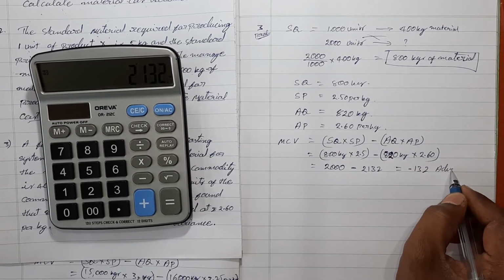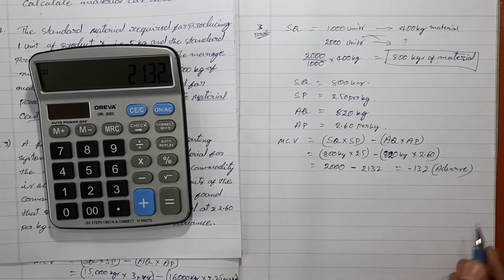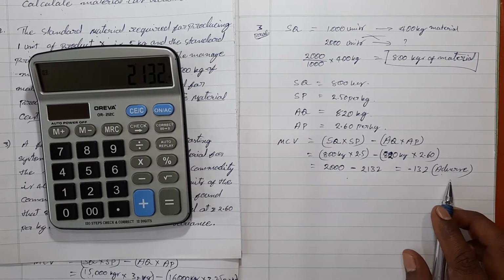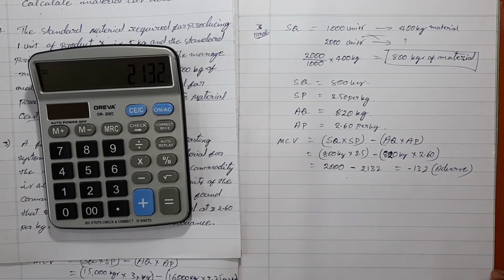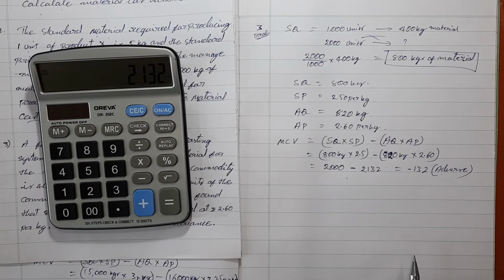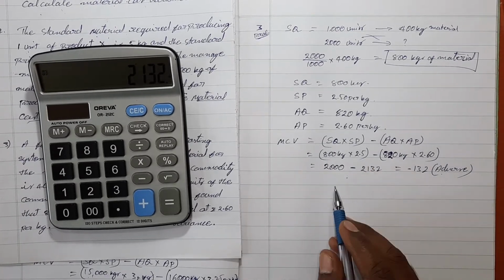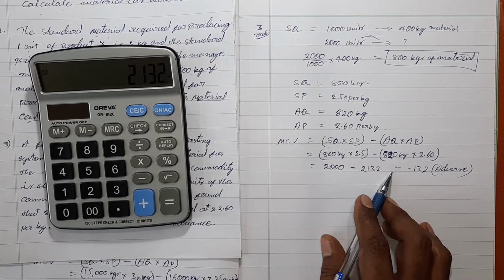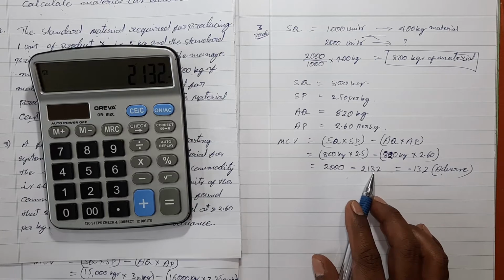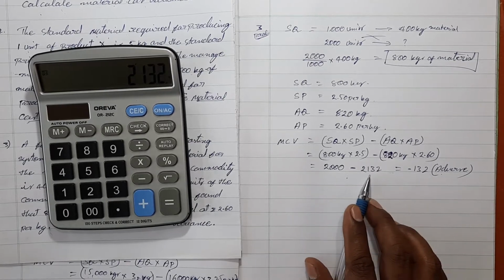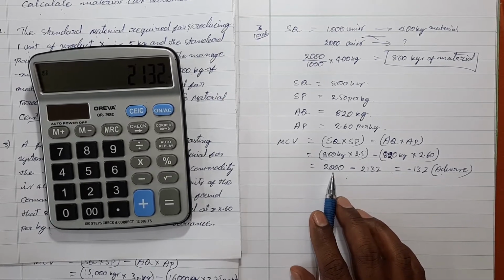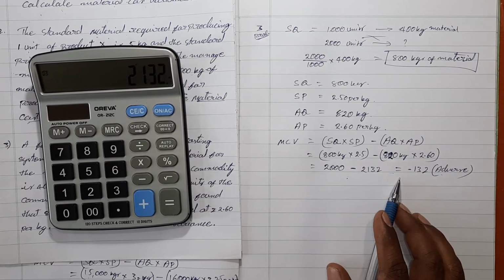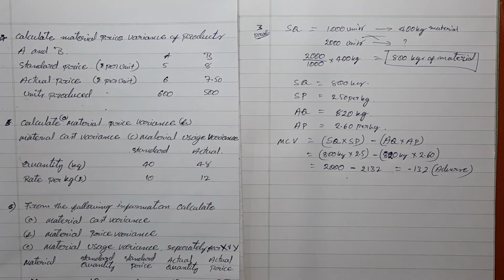which is called adverse. Whenever the value is minus, it is adverse. Adverse means it is opposite to what we expected, more than the standard. Actually, we expected up to 2000 rupees, but it incurred 2132 rupees. So the actual value is more than the standard, hence it is adverse.